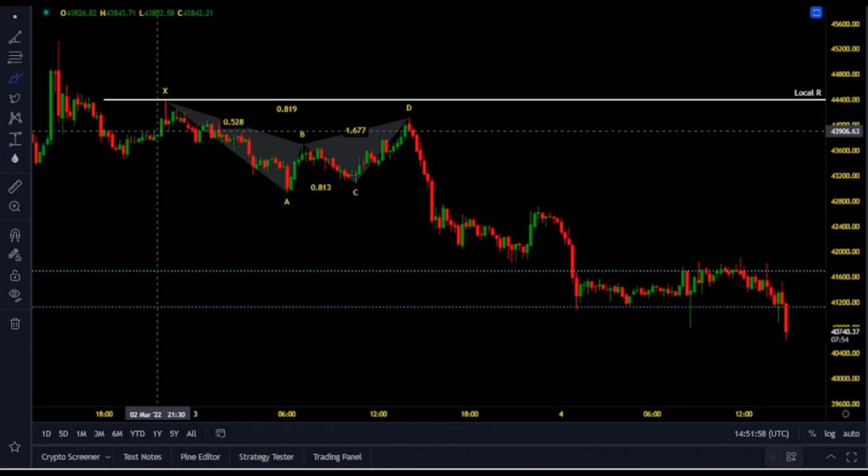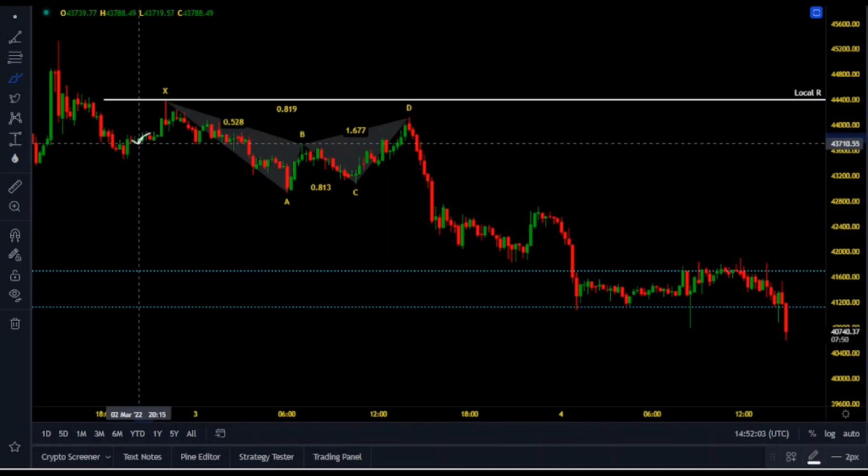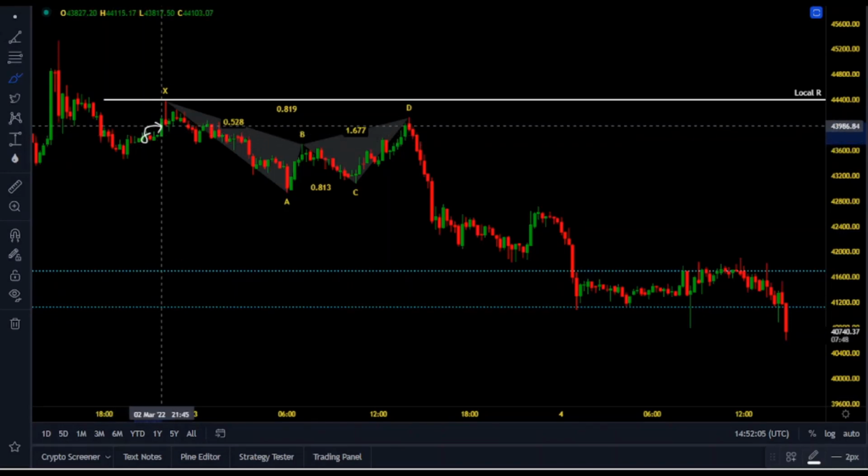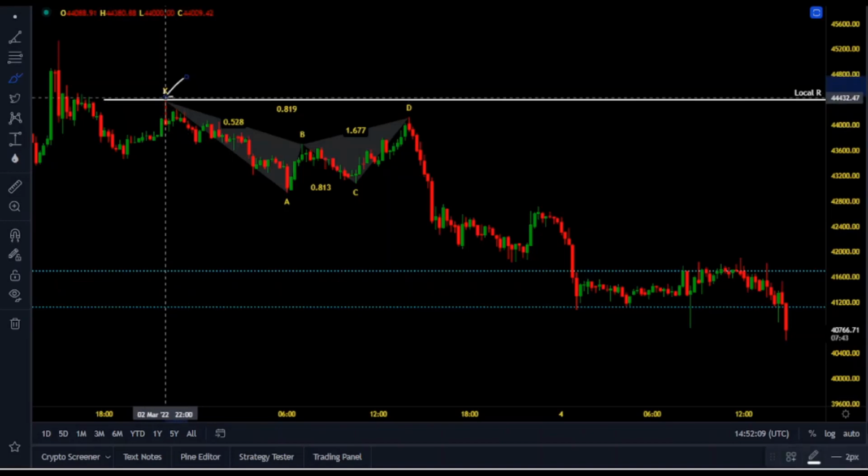As you can see, when I updated, the price was at around, as I said, the 43,800 level right in here. And as soon as the price touched the local resistance, as you can see, a perfect rejection, and we formed a bearish bat pattern.